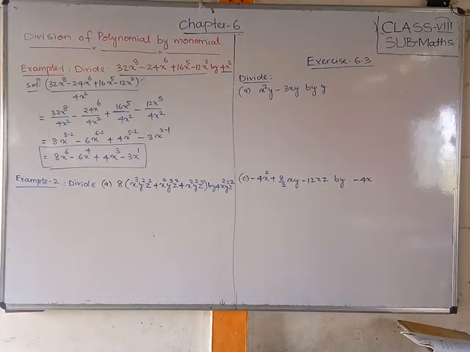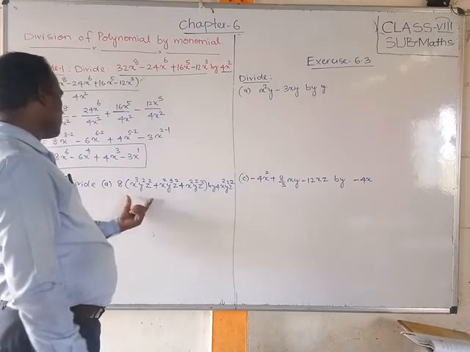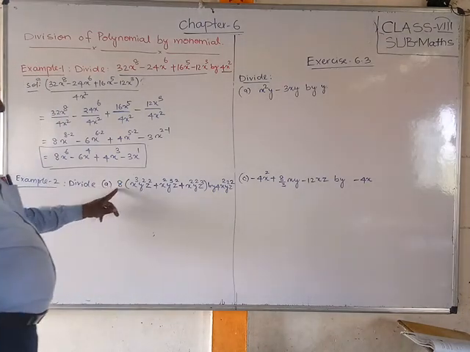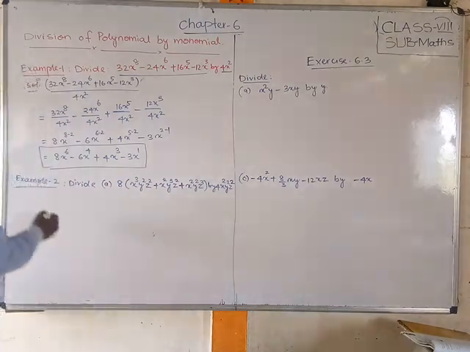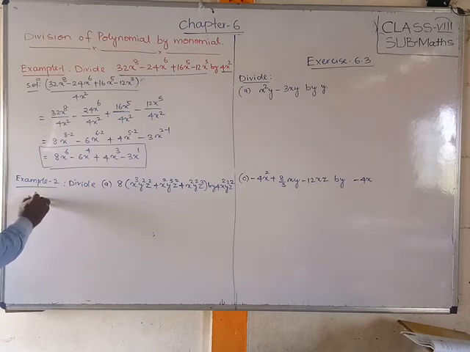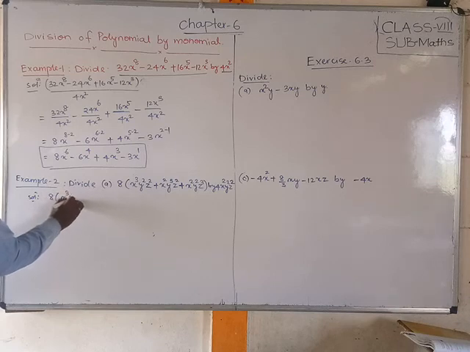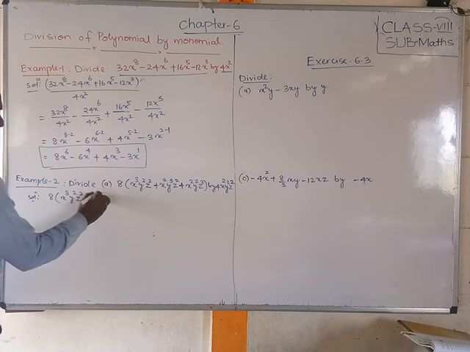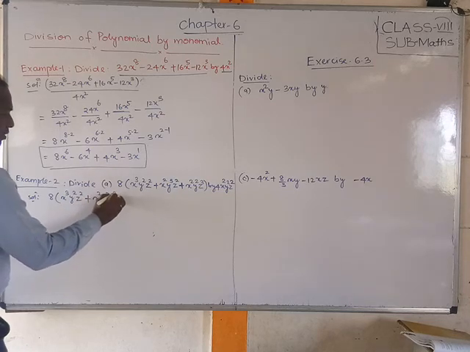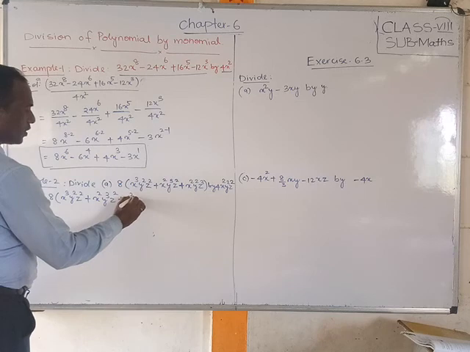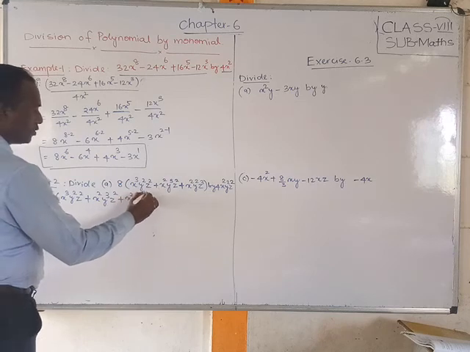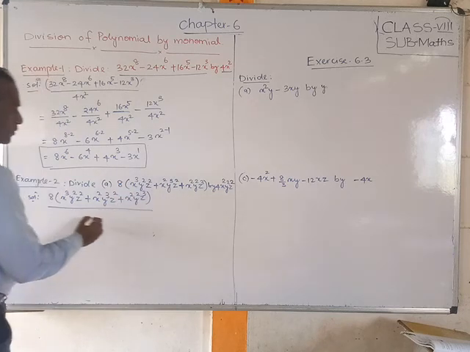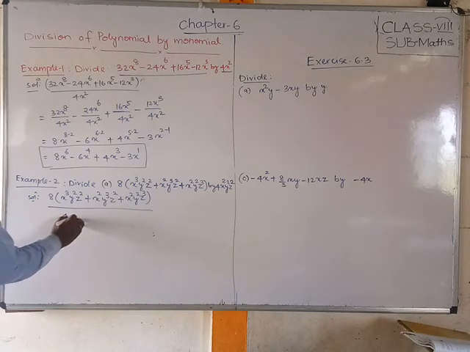Okay students, in the same way we can divide this. Another example I have given. Write down first the solution: 8 of x cube y square z square plus x square y cube z square plus x square y square z cube, divided by 4 x square y square z square.